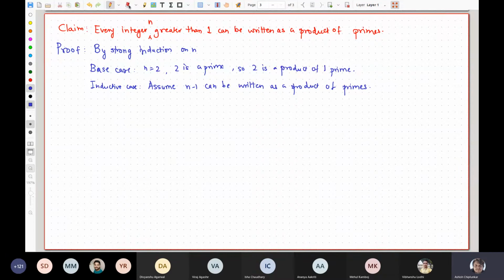Right? So in this case, what would be your inductive hypothesis? So the inductive hypothesis is every integer from 2 to n minus 1 can be written as a product of primes.